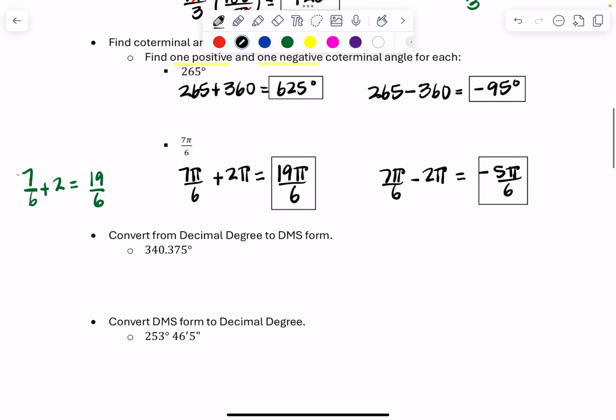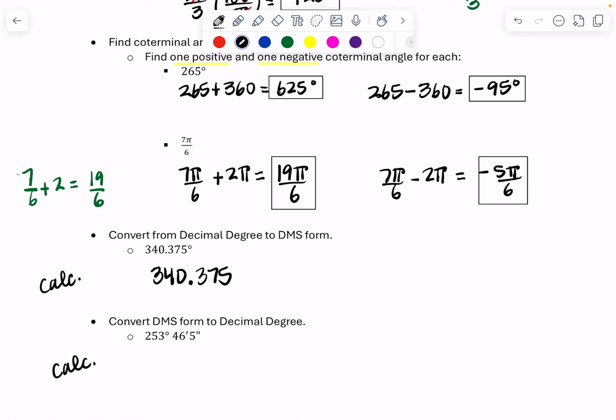Now this next part, you're going from decimal degrees to the DMS form, and you certainly can use your calculator. That's kind of how I showed you to do it in class. So this is very much a calculator problem, both of these. All you gotta do is know how to plug it in. So on this one, you would type 340.375. Do not put the degree symbol in, okay?